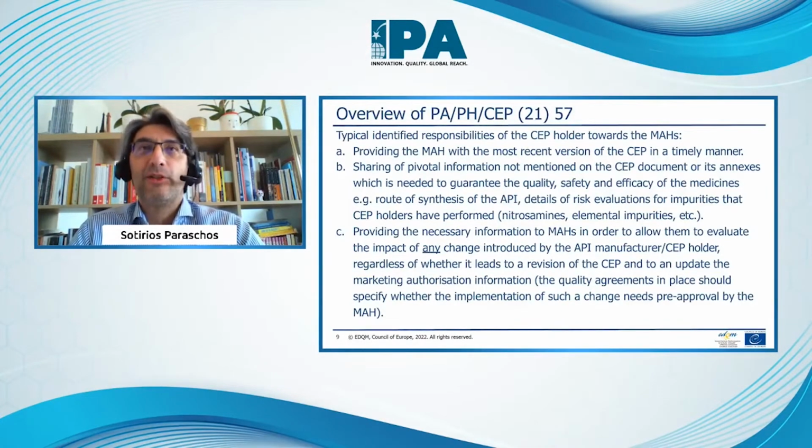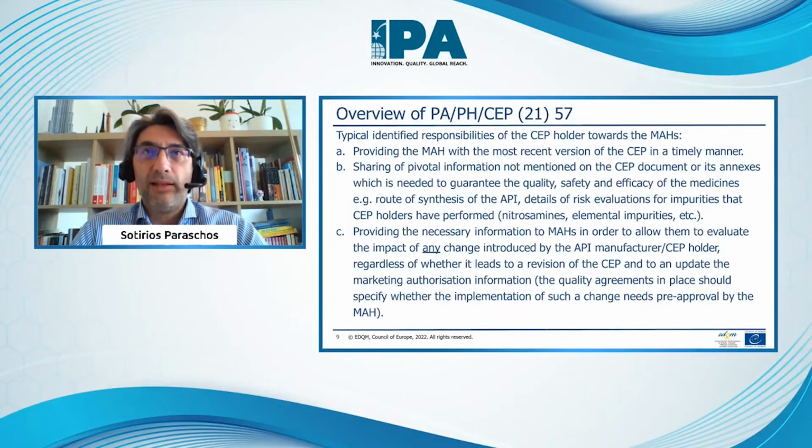So first of them is to provide the holder with the most recent version of the CP in a timely manner. Then it's sharing pivotal information not mentioned on the CP document or its annexes, whenever this information is needed to guarantee the quality, safety, and efficacy of the medicines for the manufacture of which the CP is used. For instance, it could be the route of synthesis of the API, details of risk evaluation for impurities performed by the CP holders, especially in case of nitrosamines or elemental impurities, for instance.